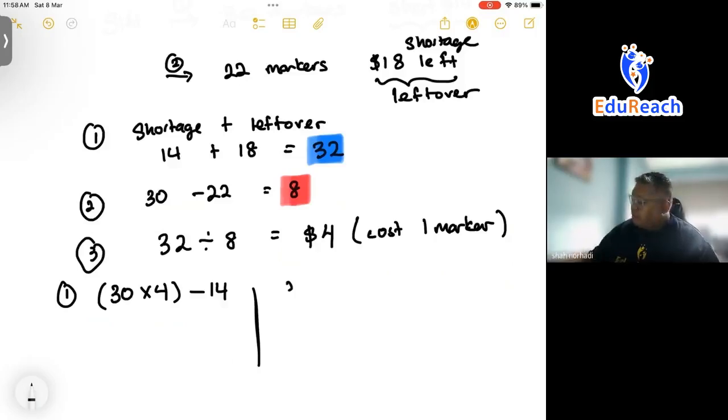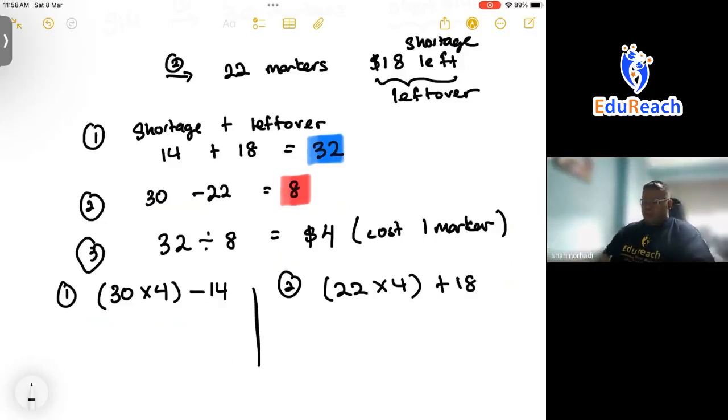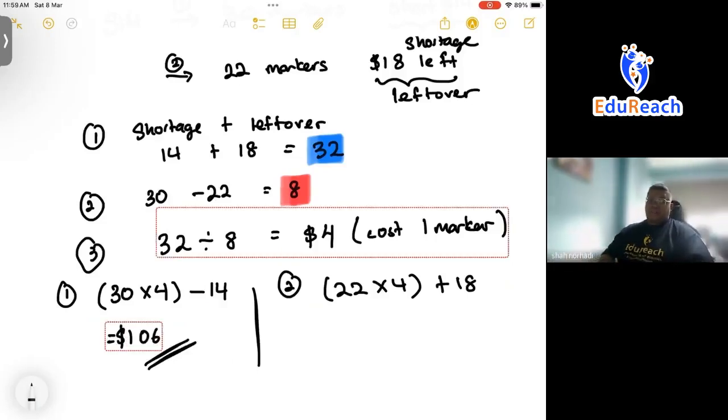But if you do story 2, you have to take 22 markers times 4. But instead of minus, you plus because she got extra money. So she got plus 18. Both of the answers will come up to the same answer, which is $106. That means at first she got $106.